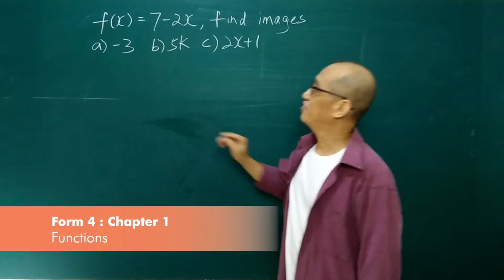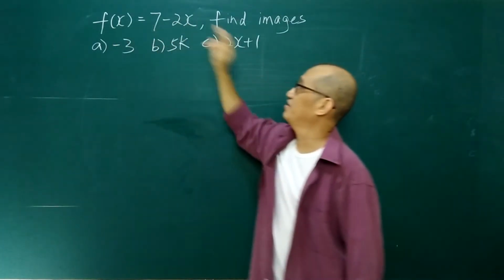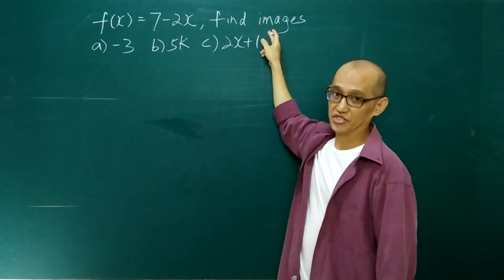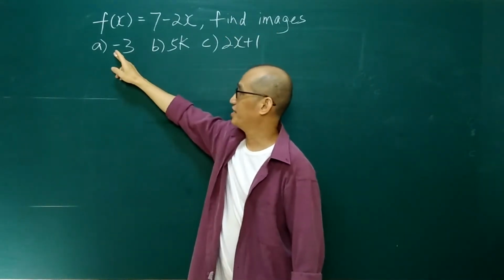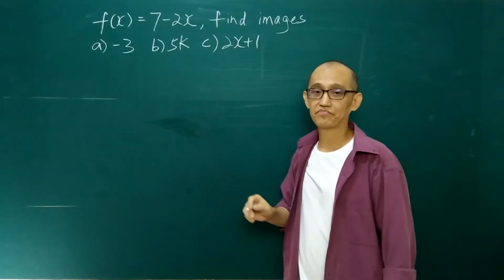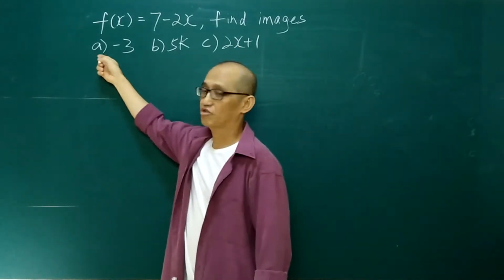Here, we are given function f(x) equals 7 minus 2x. And we want to find the images given the objects -3, 5k, and 2x plus 1. Right, now let's try the first one.